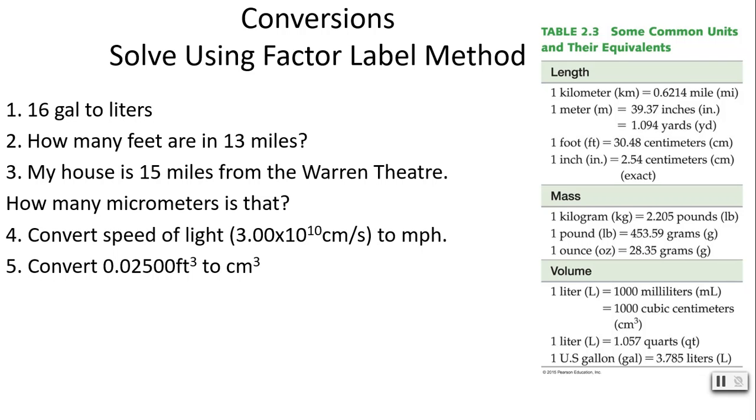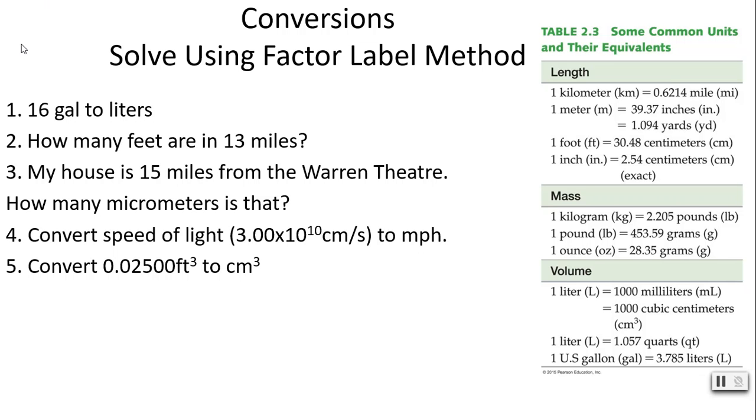So let's go ahead and go over the answers to these 5 problems that we need to solve using the factor label method. That method's also called the unit analysis or dimensional analysis method. In that method we have a measurement in a particular unit and we need to convert it to a different unit.